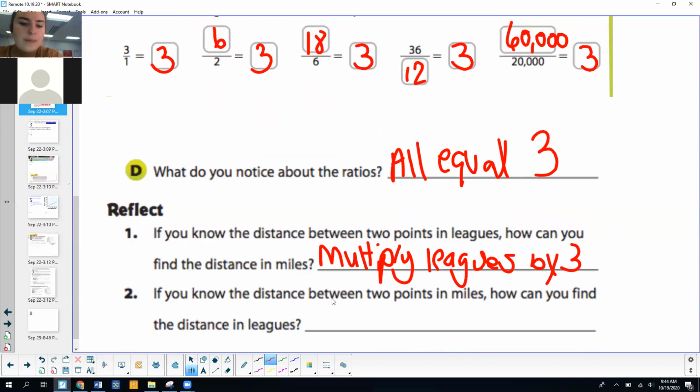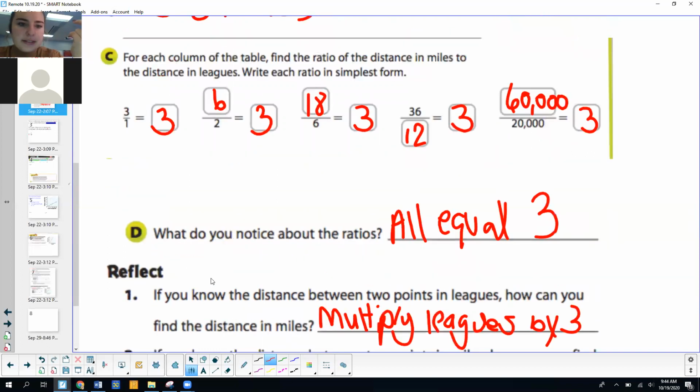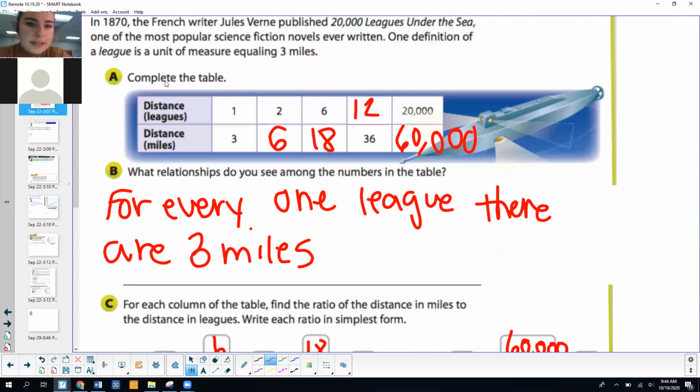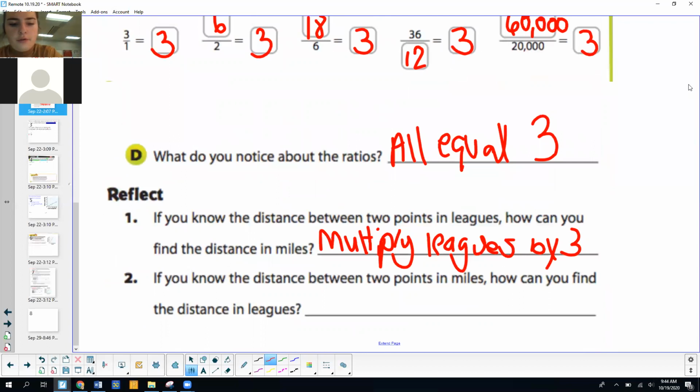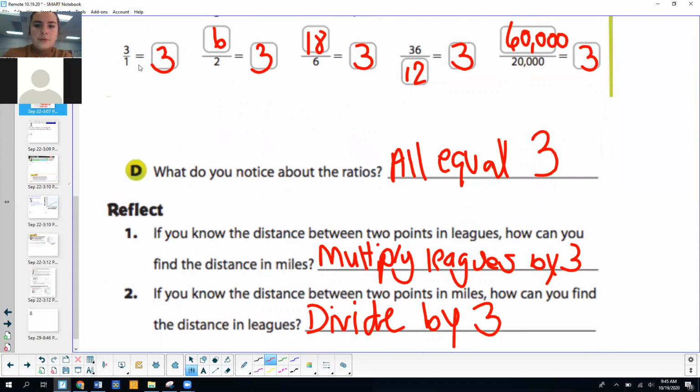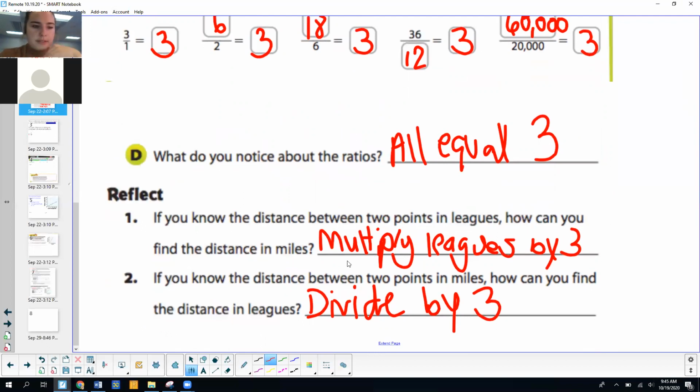All right, if you know the distance between 2 points in miles, how can you find the distance in leagues? So if we know that distance in miles is 3 and 6, we can go ahead and divide both of those by 3 to get to our leagues, because we know for every 1 league, there's 3 miles. So if we know the distance between 2 points in miles, how can you find the distance in leagues? Divide by 3. So we've made it clear, we know that the relationship is 3. So whenever we take miles and divide it by leagues, we're going to get a relationship of 3.